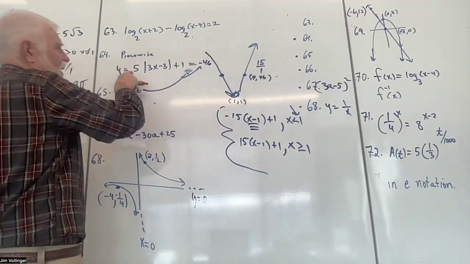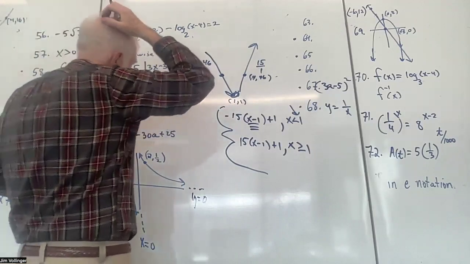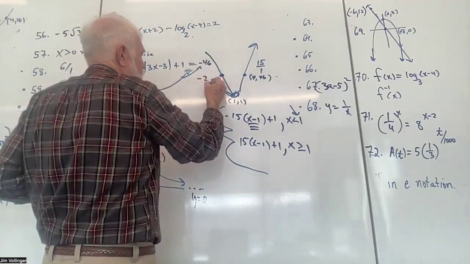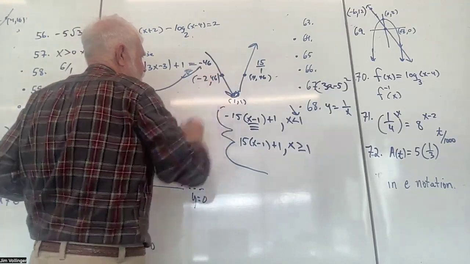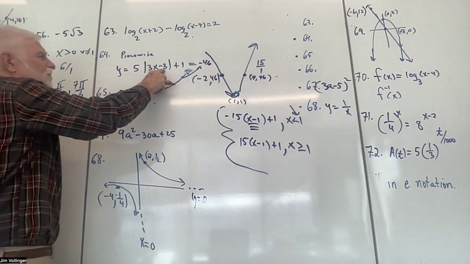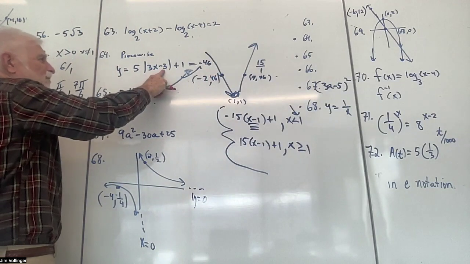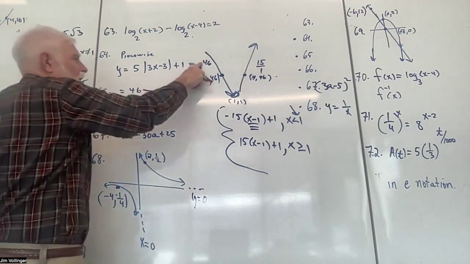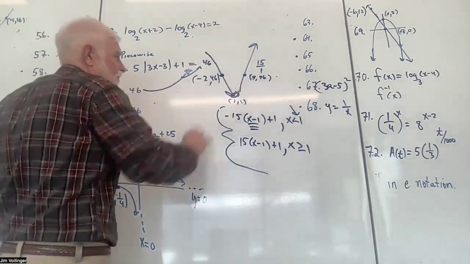By putting -5 here. Okay. So -2 gets me 46. So you can check it. -6 minus 3 is -9. The magnitude is 9 times 5 plus 1. Okay, so we're good with these numbers.